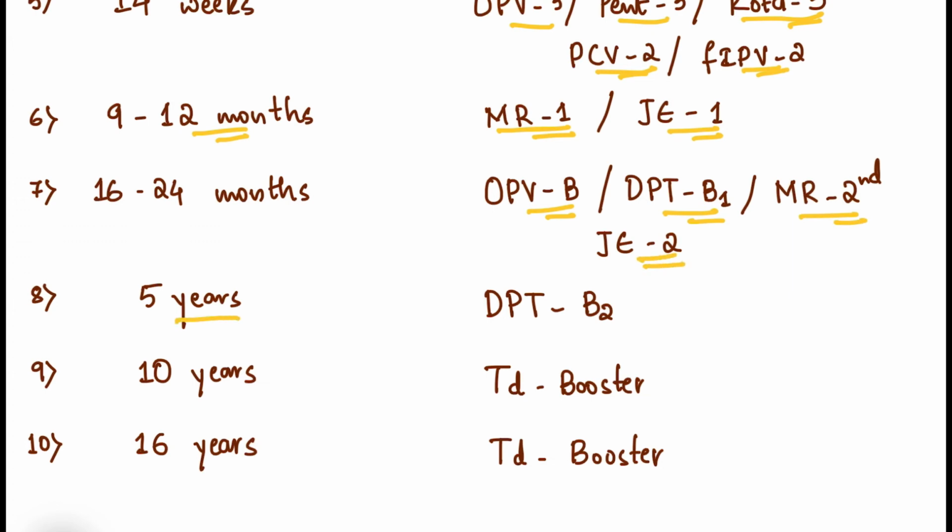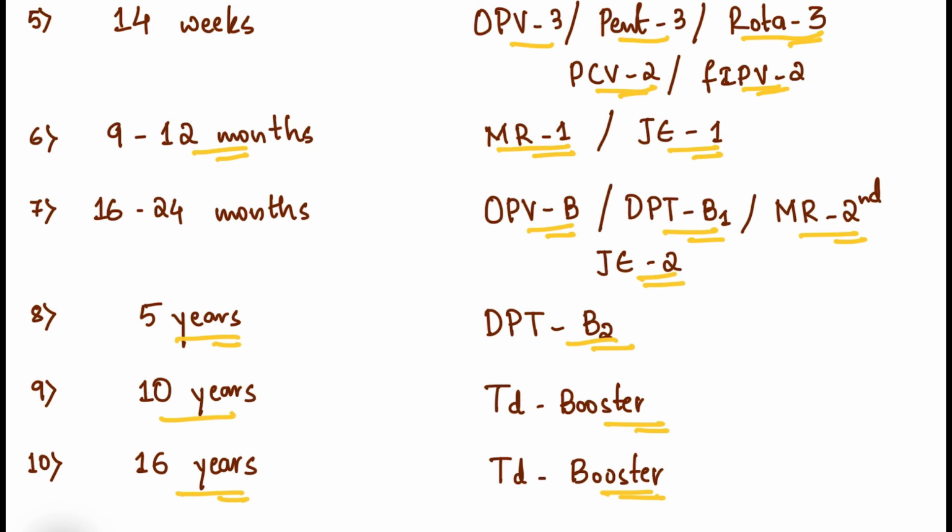Then at 5 years of age, we are going to give DPT second booster dose, followed by at 10 years, we are going to give TD booster dose, as well as at 16 years, we are going to give TD booster dose. So this is the entire vaccination schedule of India.